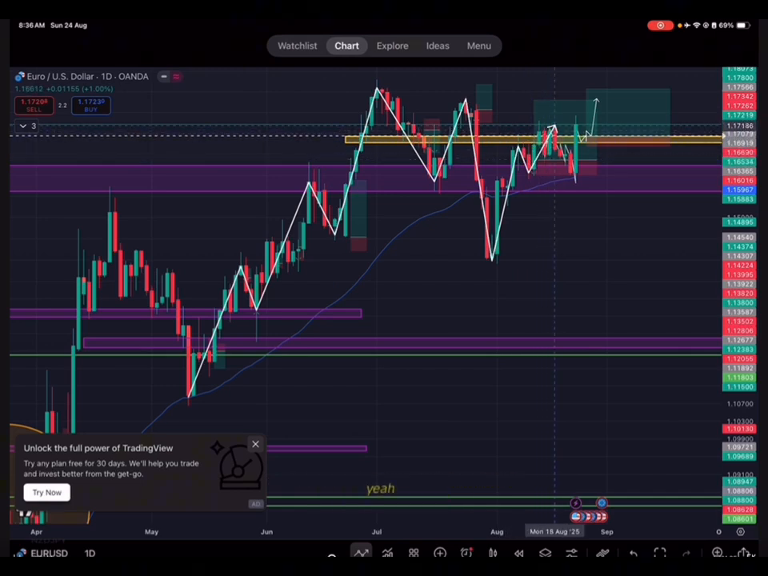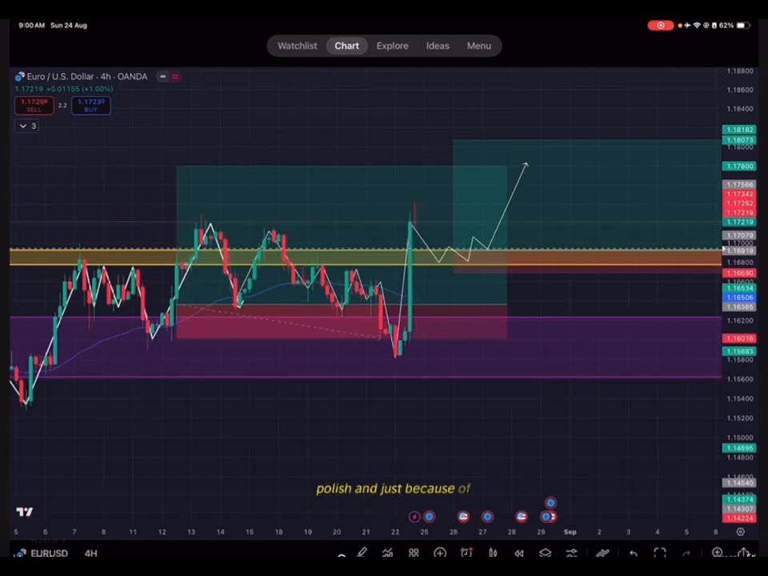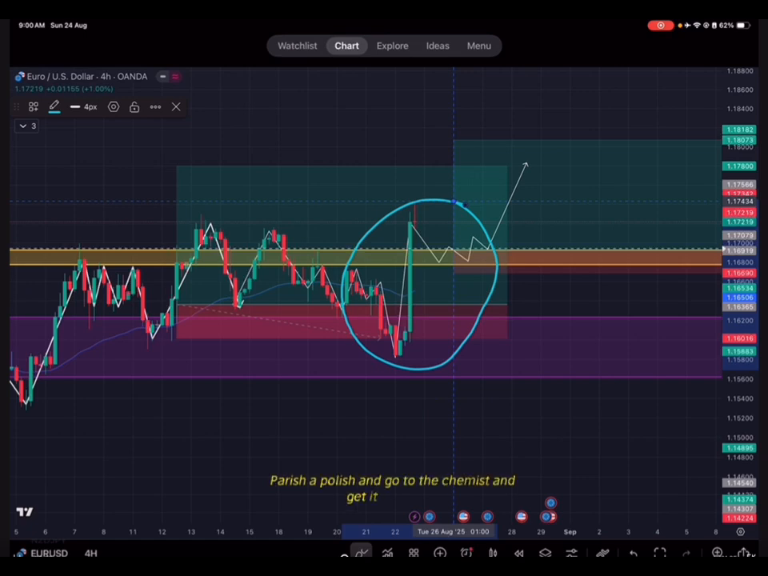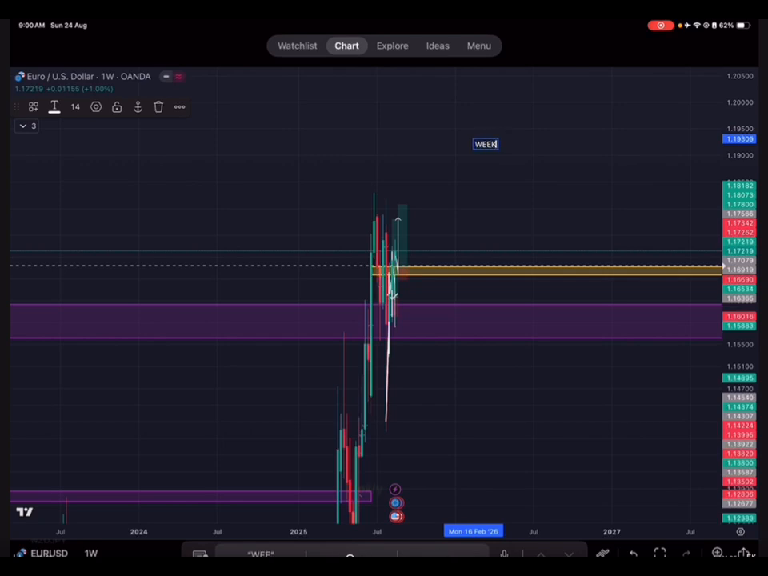So yeah, and the 2 red candlestick bars make sense, like this one right here, 1 and 2. This makes sense like this, and just because of this bullish engulfing candlestick, the market is now heading towards the upside. So as you can see, it's very clear that 4 hours is bullish, and let me show you. Just because of this bullish engulfing candlestick it made and broke previous structure points, it shifted bullish. Let's go back to the weekly. Weekly is bullish.